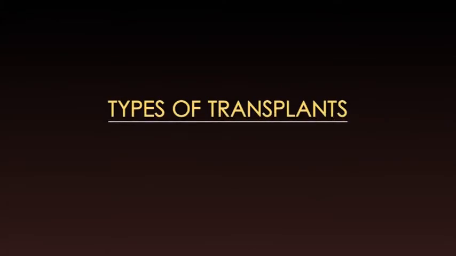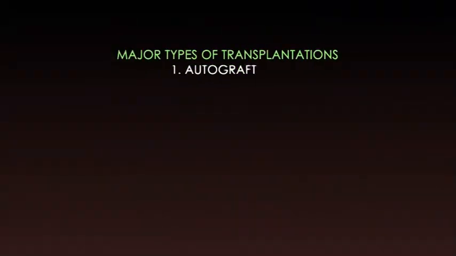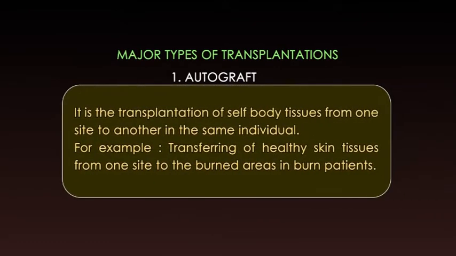Types of transplants. There are different types of transplantation, and the amount of immune response differs with the type of transplantation. The major types of transplantations are autograft. It is the transplantation of cells, tissues, or organs from one site to another in the same individual. For example, transferring healthy skin tissue from one site to the burn areas in burn patients.